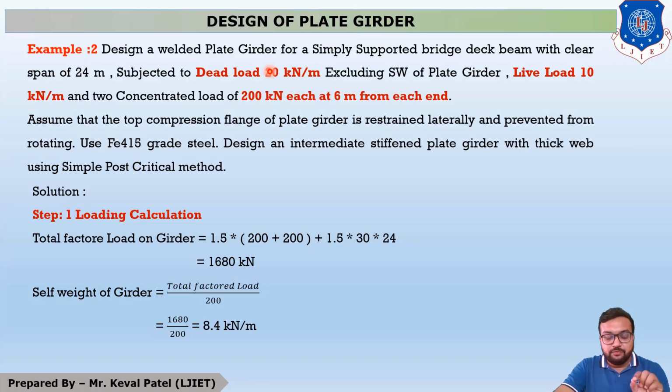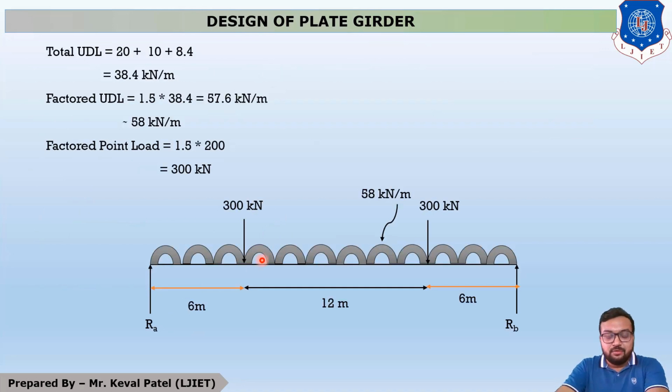Okay, so first of all we have to find out the self weight of the plate girder. After finding the self weight, next we have to find out the factored load which is subjected on the 24-meter span, and this factored load will be calculated and the drawing will be like this. After our first step, the next step is to find out the maximum bending moment and shear force generated. Okay, so students, this is just a revision of our example number 1.